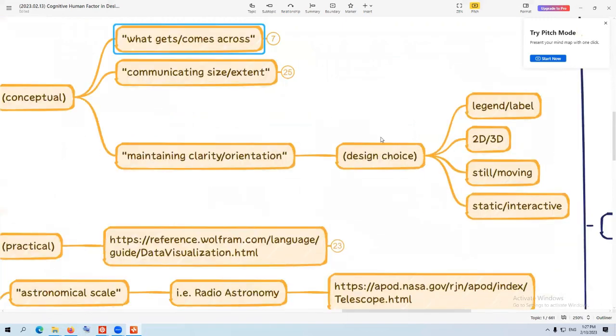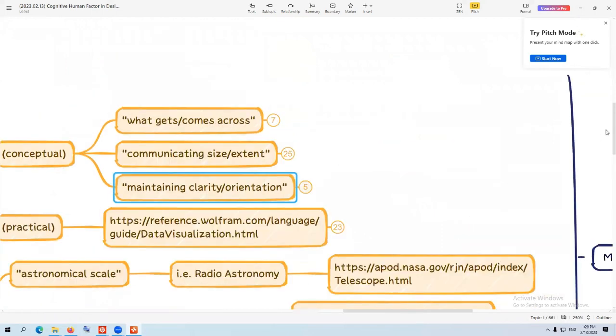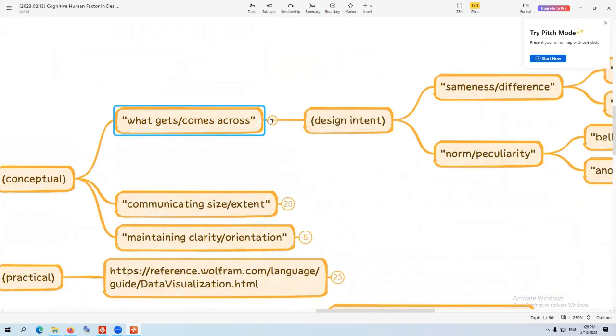There are three things, and this is something you're going to be tested on in the exam. You have to memorize these three things because these are the three main things you have to consider. First, what is it that you are getting across? What comes across? Again, visualization is part of communication, so the idea is, what is your design intent? What are you trying to get across?